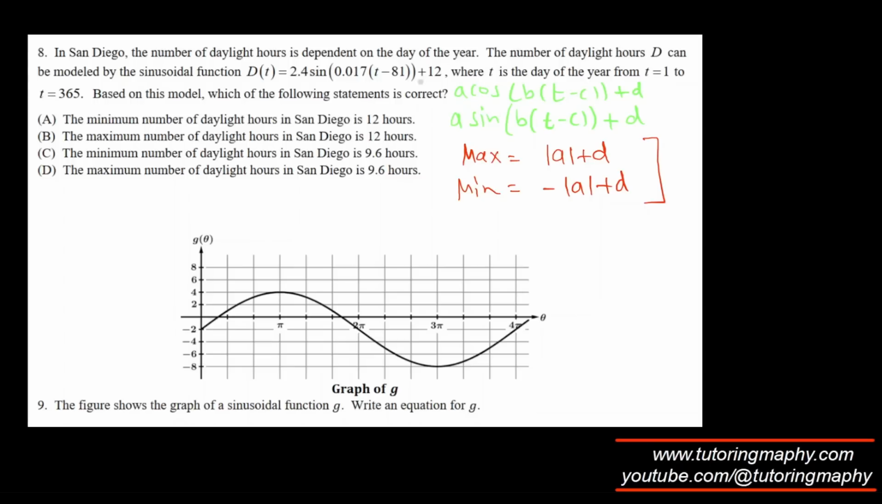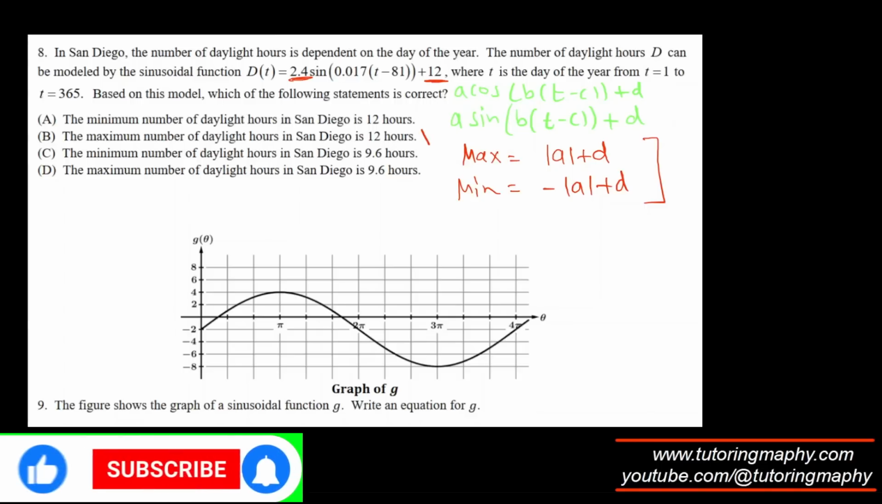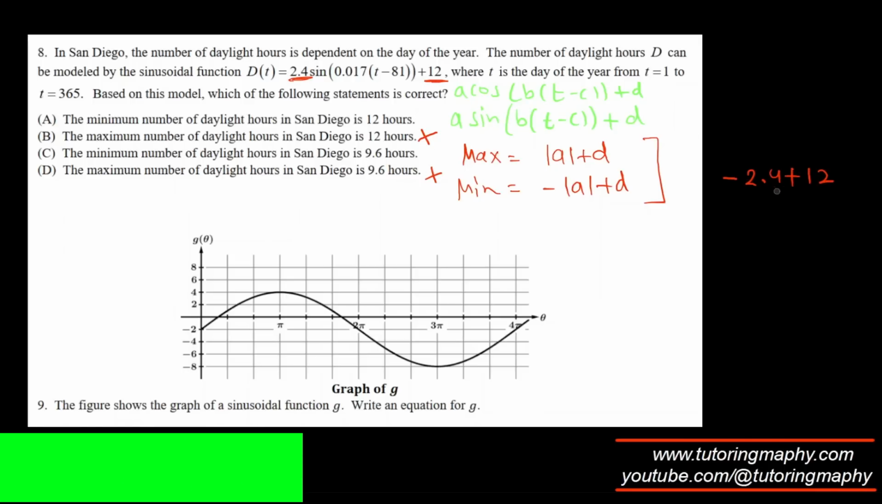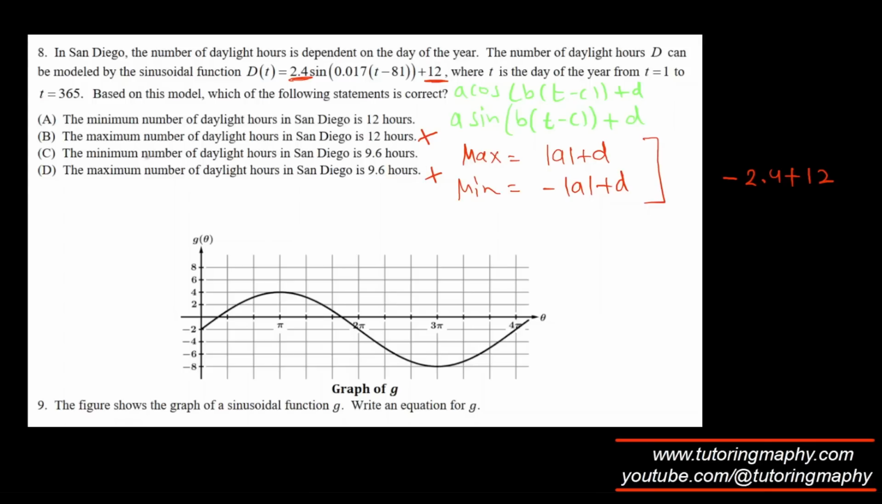So all we have to do is add 2.4 and 12, because the absolute value of 2.4 is also 2.4. So that's 14.4. So 14.4 is the maximum value, which is not making sense because that is not in the options. And the minimum value will be negative 2.4 plus 12, which is 9.6. So the minimum value is 9.6, which is option C.